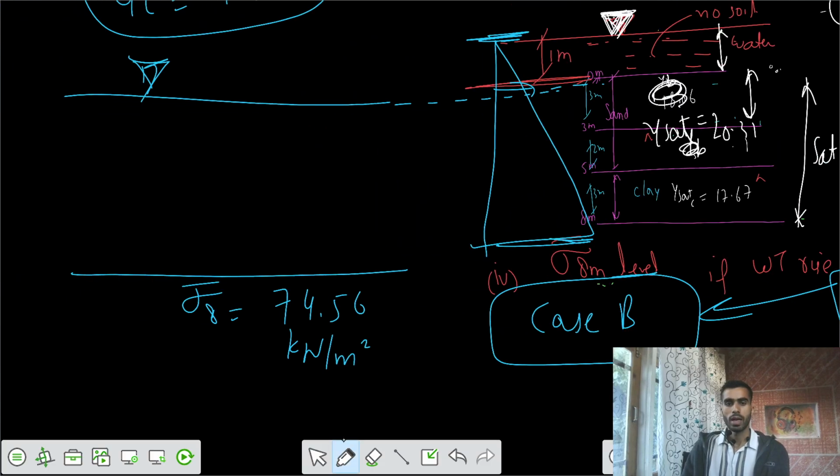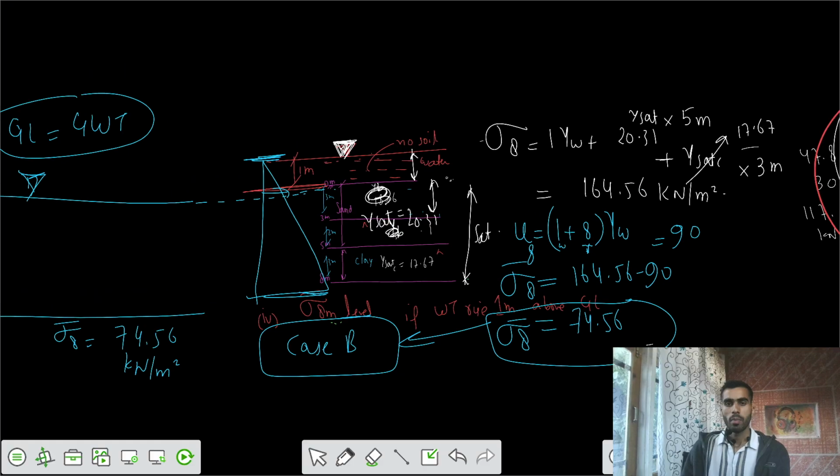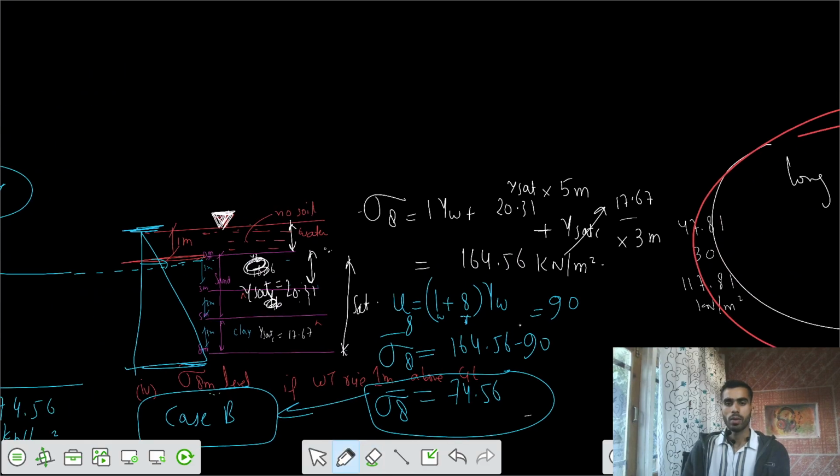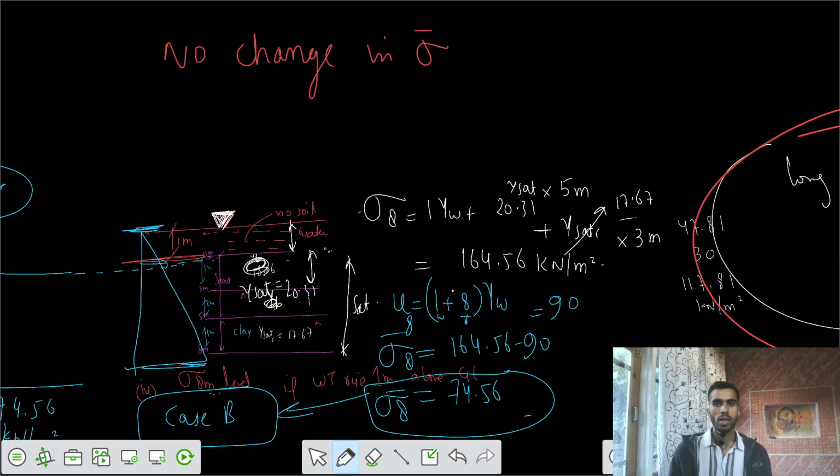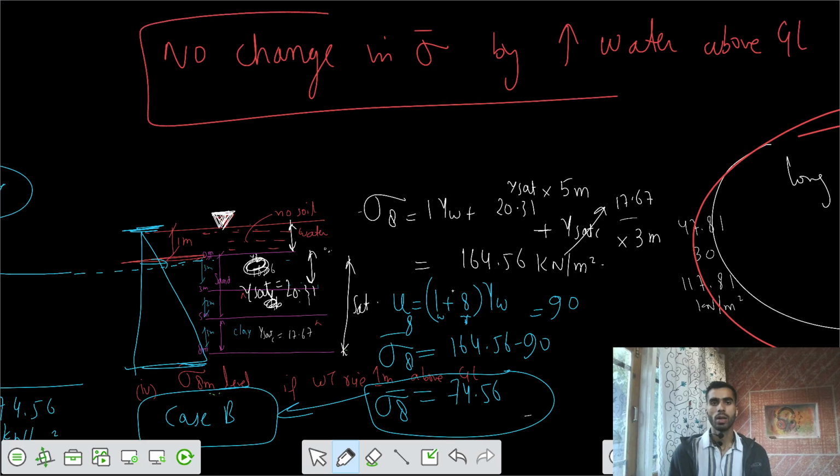So from that we can conclude that by increasing the water above the ground level, there is no effect, no change in the effective stress. No change in effective stress by increasing water above the ground level. I would write above ground level.